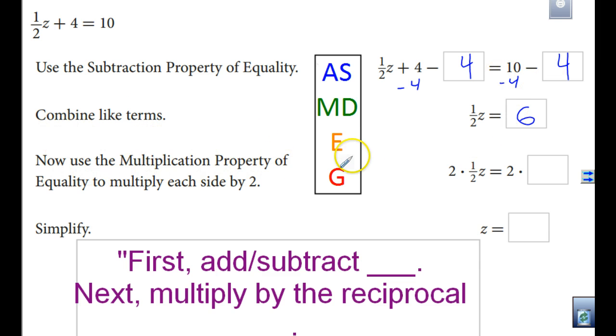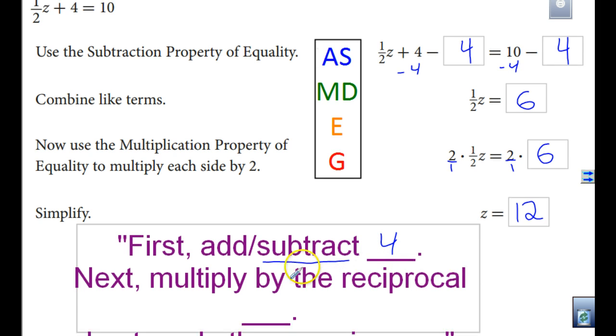Now use the multiplication property. The reciprocal of 1 over 2 is 2 over 1. So we multiply by 2 over 1 on both sides. What's missing here? Yeah, just bring down the 6. And then 2 times 6 is 12. So first we subtracted 4 on both sides. Next we multiply by the reciprocal, 2.